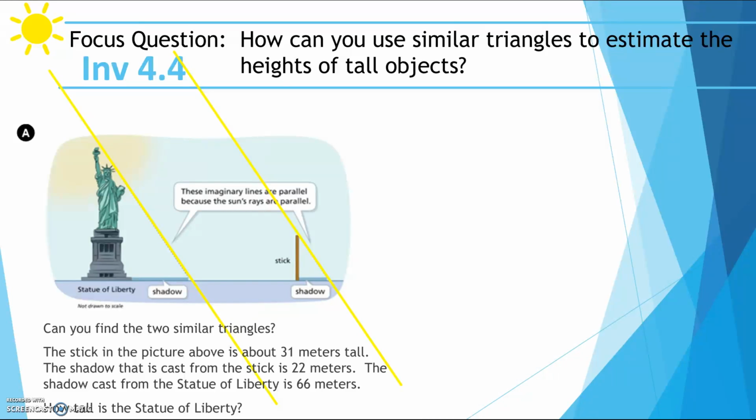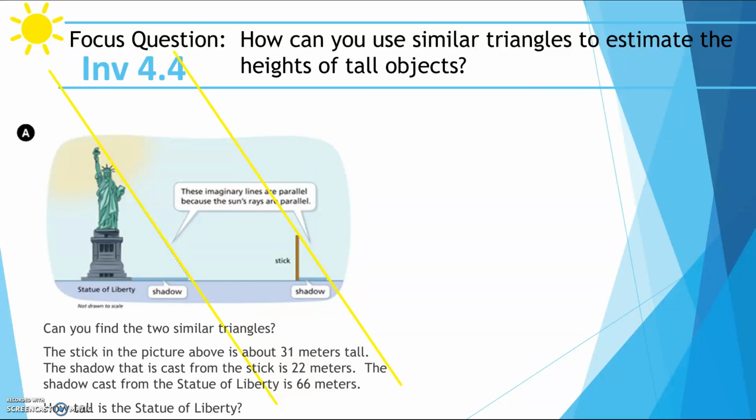How can you use similar triangles to estimate the heights of tall objects? Well, some of you had the experience last Friday to actually use the law of reflection and a mirror to estimate the height of the flagpole in front of our school. But there is another method that we can use. Rather than a mirror, we can use the shadow method.